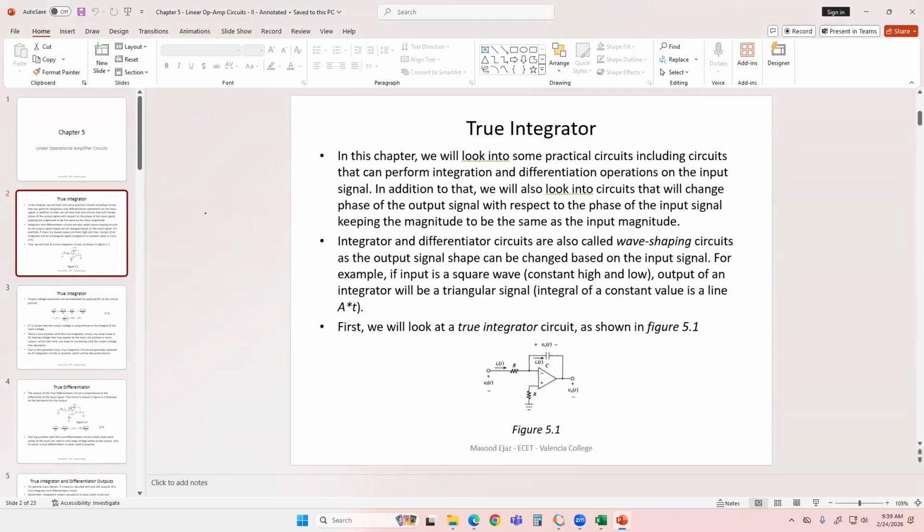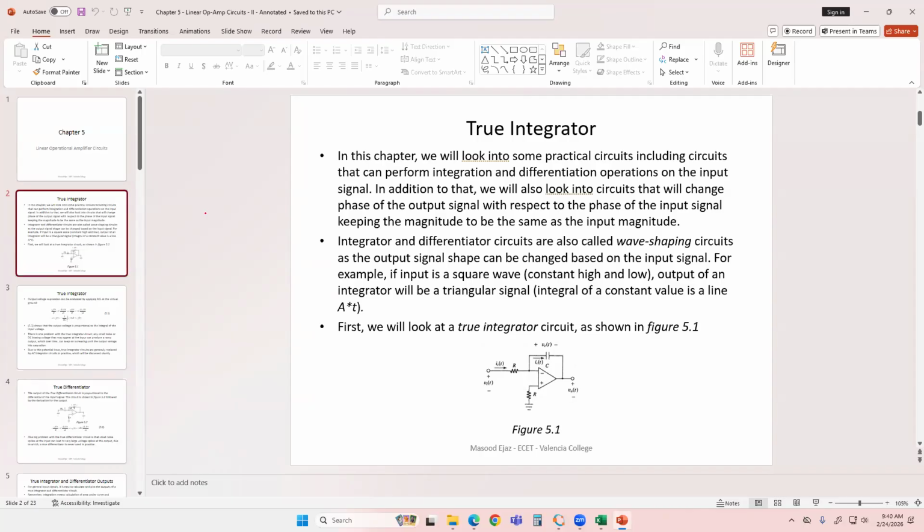So integrator and differentiator circuits are also called wave shaping circuits. Why do we call them wave shaping circuits? Because let's say you have a differentiator circuit and a constant DC voltage, and you want to differentiate that constant DC voltage. What are you going to get? A DC value or a constant value. When you differentiate, you're going to get what? 0. You're going to get 0.